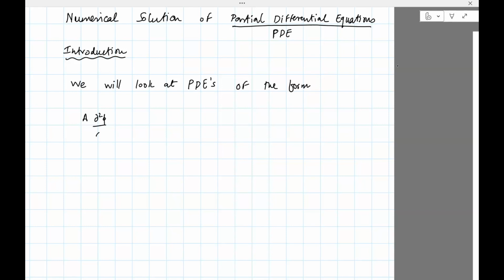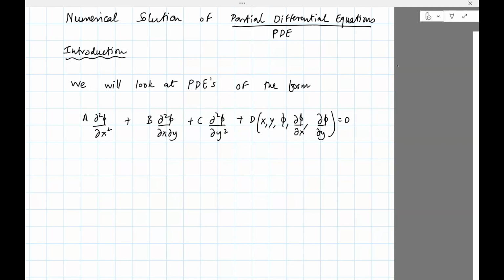a d square phi dx square plus b d square phi dx dy plus c d square phi dy square. And then there's more terms involving x, y, phi, d phi dx, d phi dy, all is equal to 0.